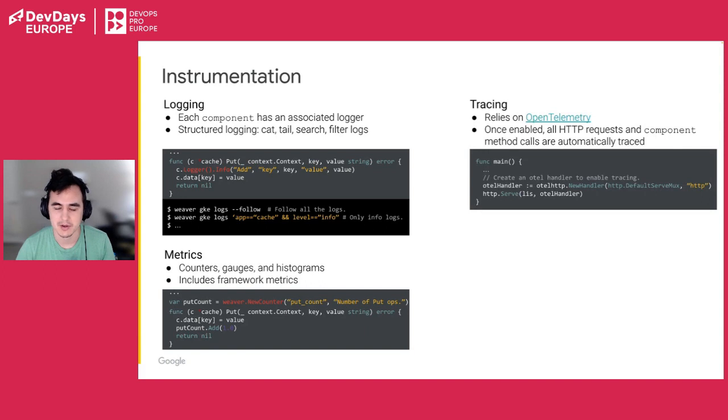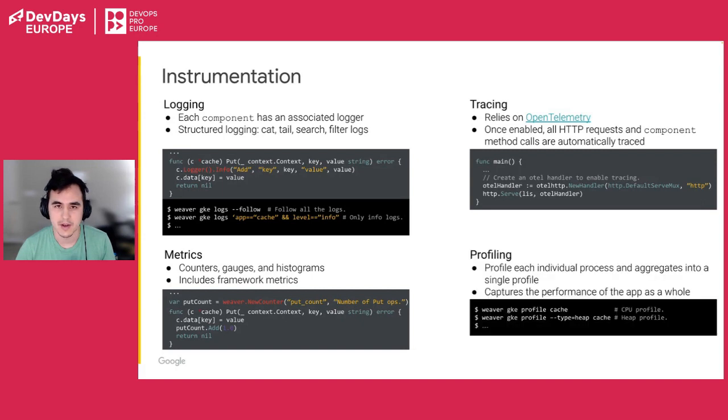Tracing, very similar story. We have an API to automatically trace all method calls between components. If you run locally, you can use tools like Perfetto or Jaeger to view the traces. And when you run on the cloud, these things are going to be exported to Google Cloud Tracing.